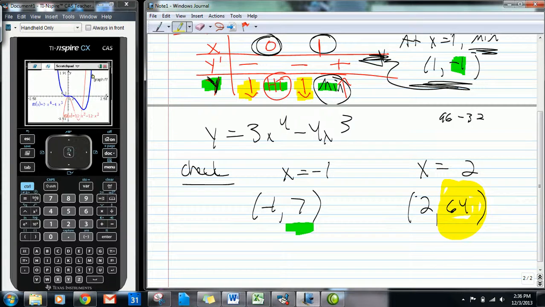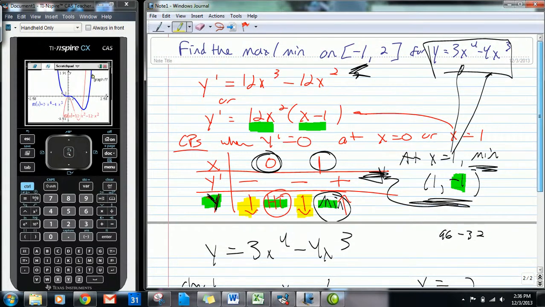Okay, so that's how we can use calculus to find min and max values. Even though we can certainly do it on our calculators, this is the good stuff right here.